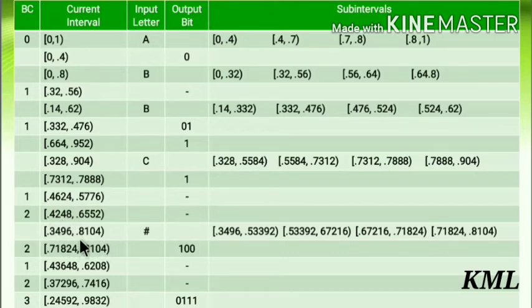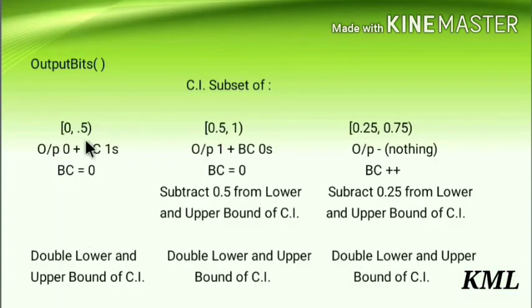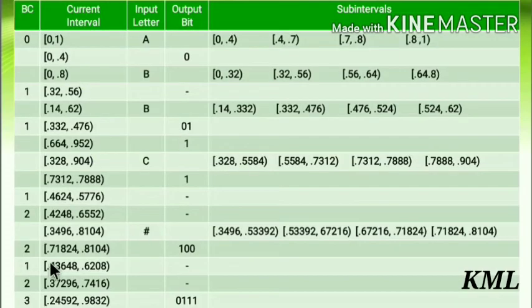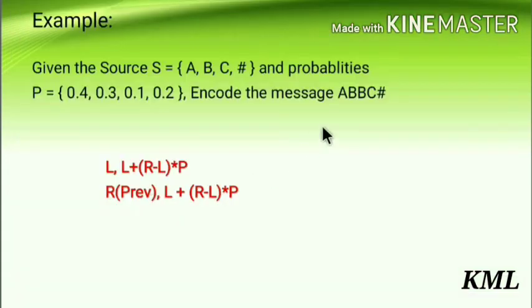Next, your new current interval, check this with the algorithm. If you see 0.3 and 0.8, it doesn't fall in this because 0.8 is greater than 0.5, 0.3 is less than 0.5, and 0.8 is greater than 0.75. So it doesn't fall in any of these. So you stop and take the next input letter, that is hash.